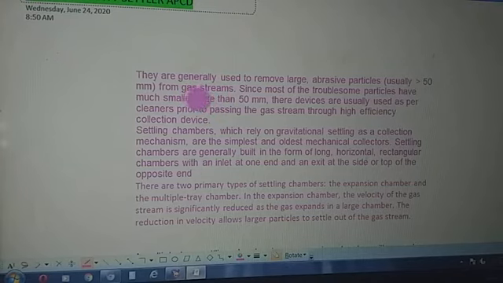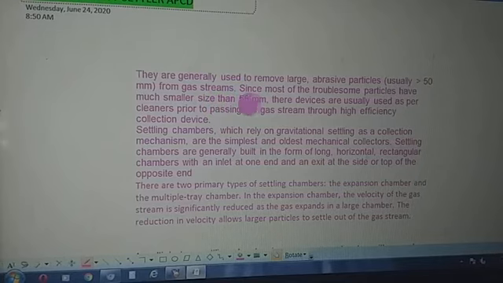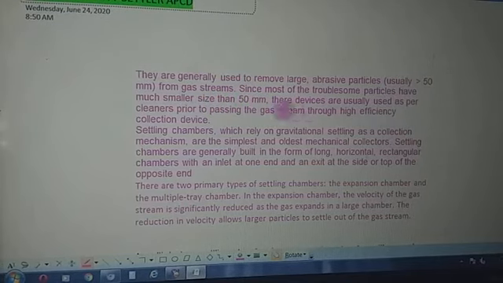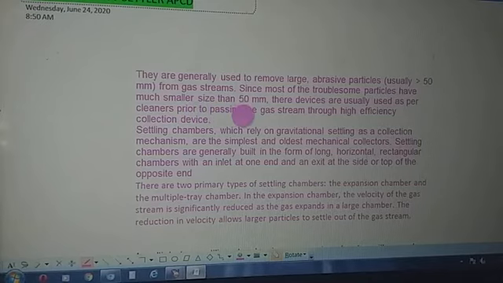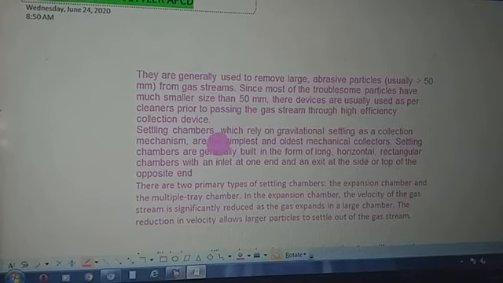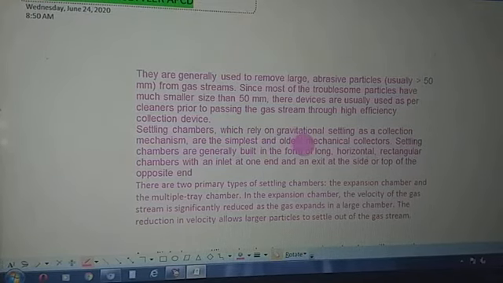And the particles that are present in these gas streams, having particle size usually less than 50 micrometer, are removed generally by these gravity settlers. Since most of the troublesome particles have much smaller size than 50 micrometer, these devices are usually used as precleaners prior to passing the gas stream through a high efficiency collection device. And these settling chambers, which rely on gravitational settling as a collection mechanism, are the simplest and oldest mechanical collectors.